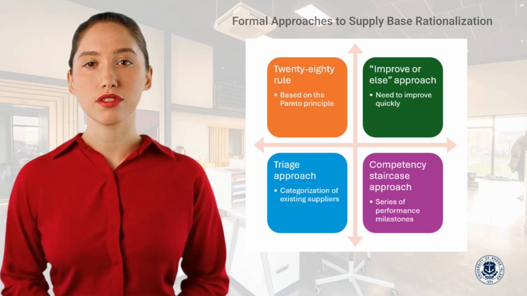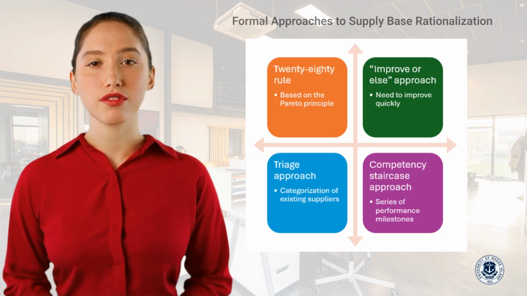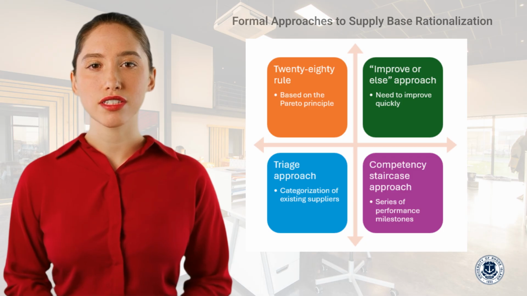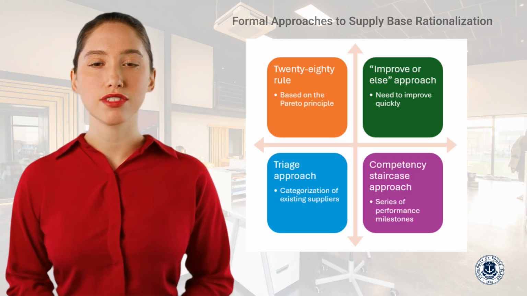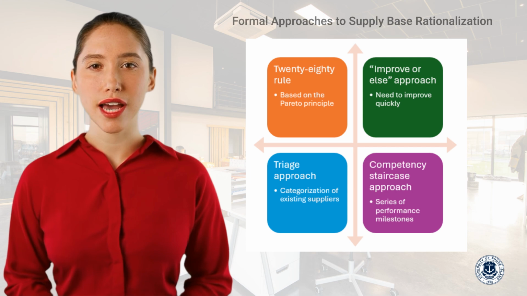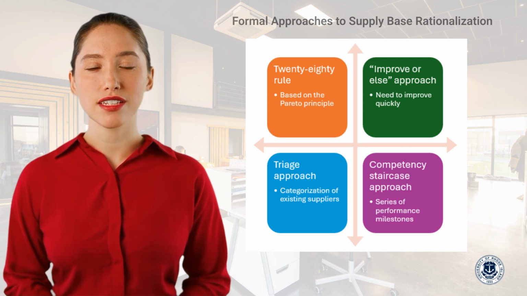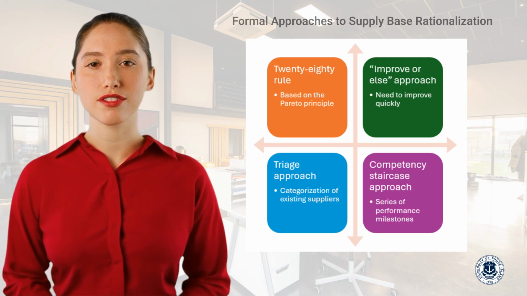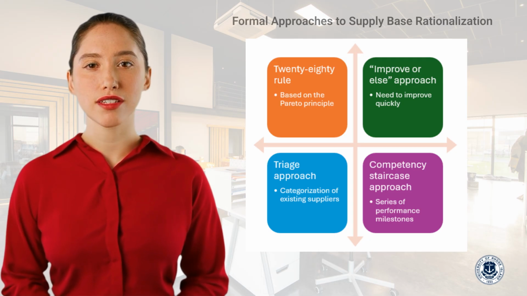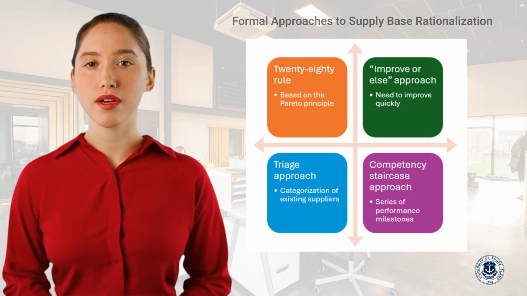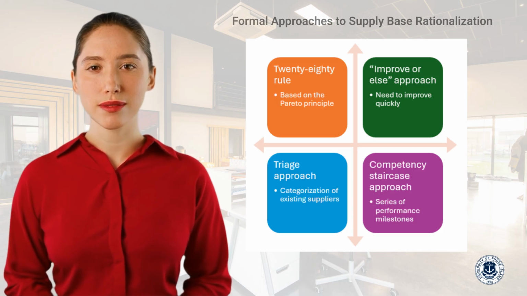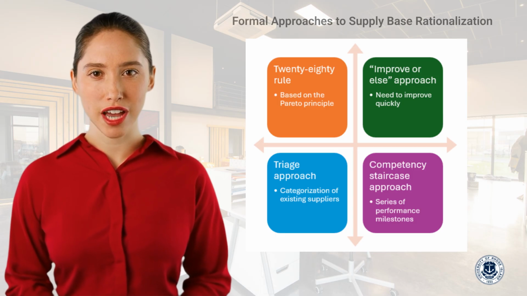The triage approach comes from medicine. Emergency rooms don't treat all patients in the same order. They treat based on urgency and survivability. Purchasing does something similar. Suppliers are categorized into groups such as develop, maintain, and eliminate. Instead of one policy for everyone, the firm evaluates suppliers across multiple criteria: quality, delivery, cost, service, and responsiveness. Then each supplier receives a different management strategy.